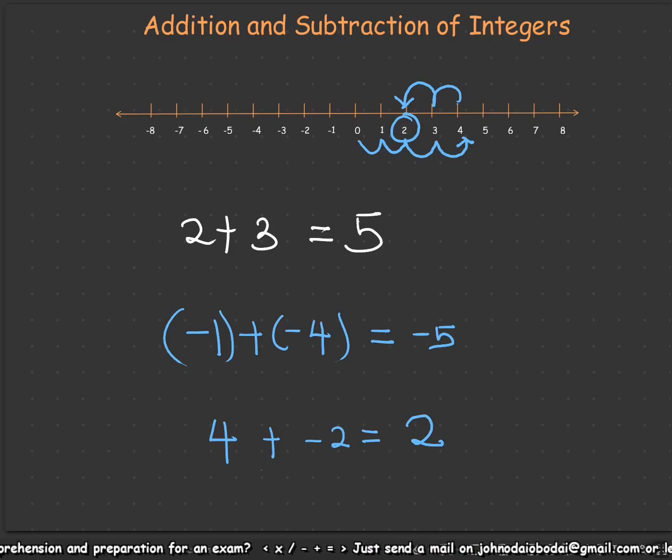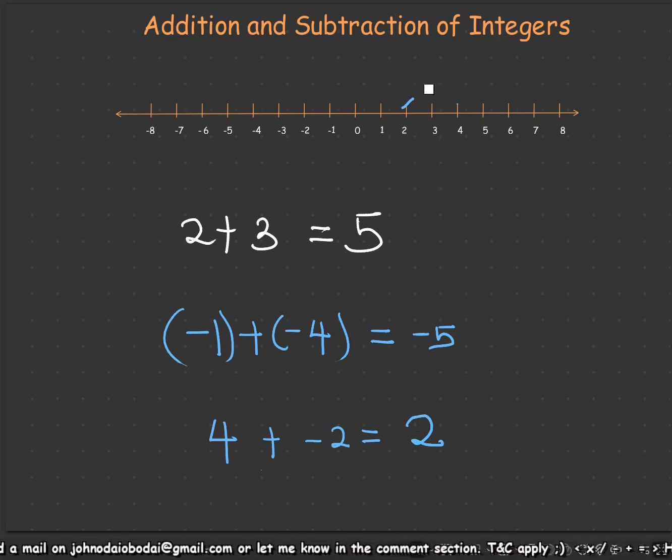All I'm saying is addition and subtraction with the number line is all about movement. If you hear positive, move to the right. If it's negative, move to the left. Let's solve this last example.